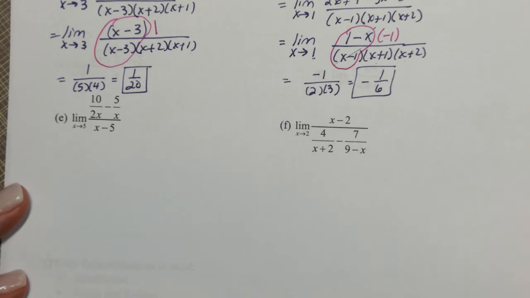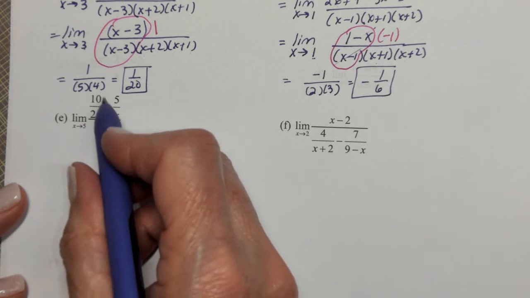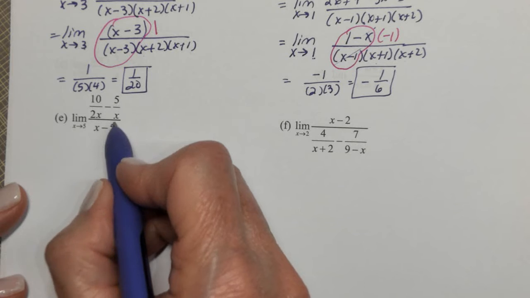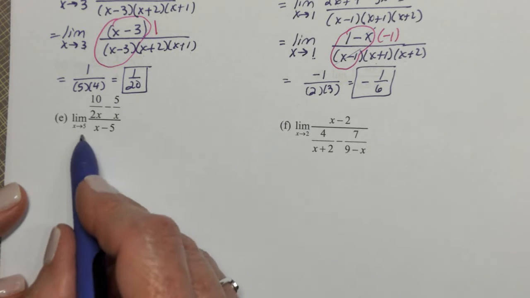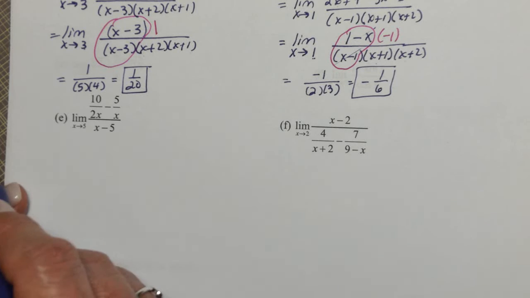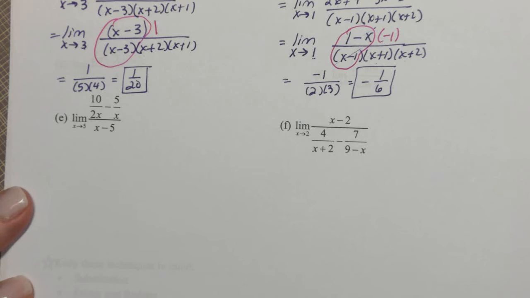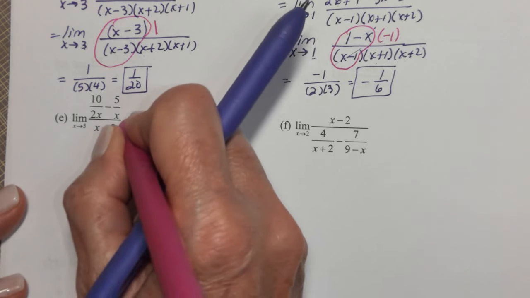Alrighty. E. All right. So let's see. Plug 5 in for x. 10 over 10 is 1 minus 1. We're going to get 0 over 0. I'm not even going to write down 0 over 0. I know that there's a hole. I know what I need to do here. I see a complex fraction. I know how to handle a complex fraction, right?